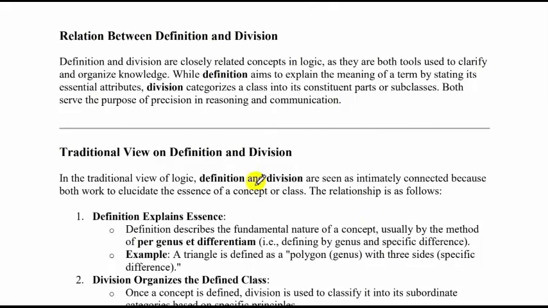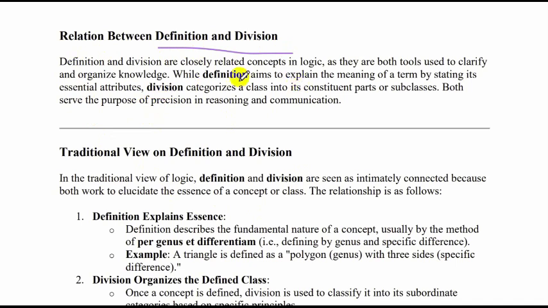Now, what is the relation between definition and division? Once again, we have broadly covered the topic of module 4, division, logical division. So feel free to skip through if you want to move on to another video. I'm going into more detailed understanding of definition and division.